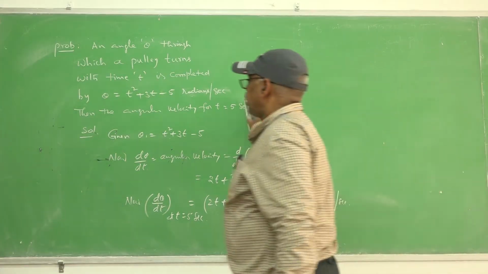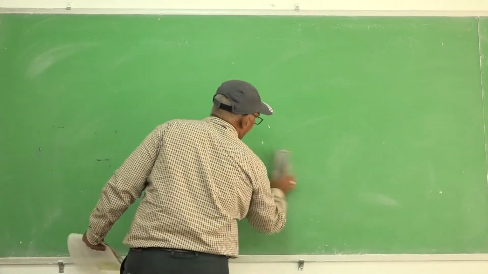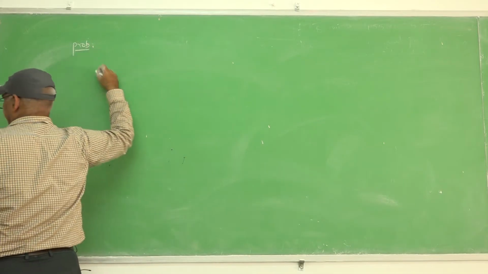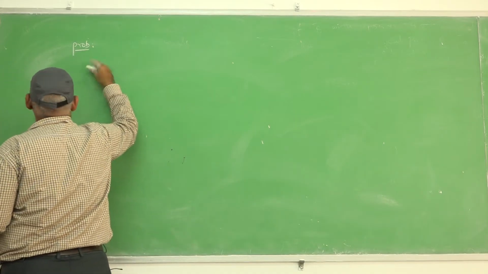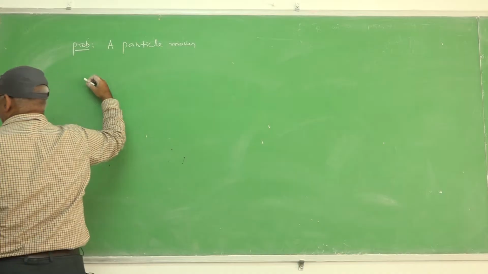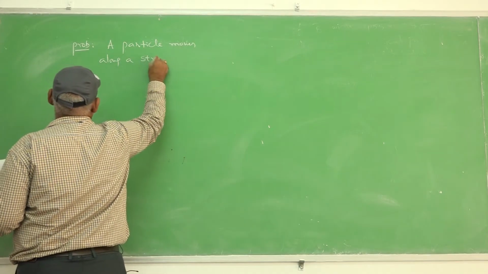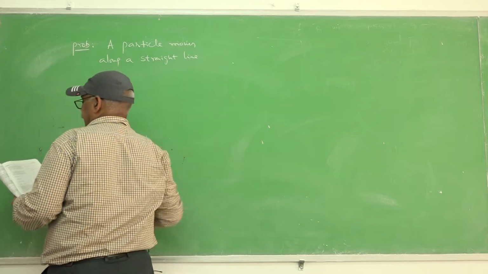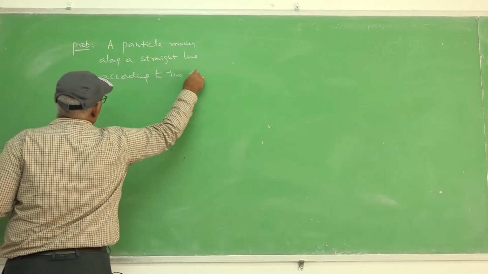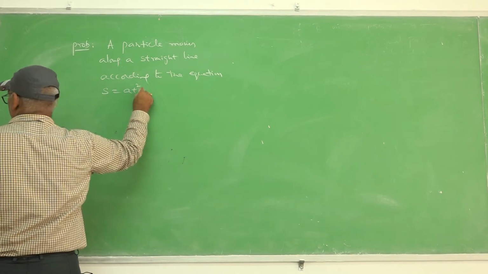Now another problem. A particle moves along a straight line according to the equation s equal to at square plus bt plus c.